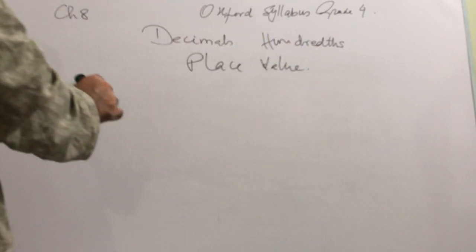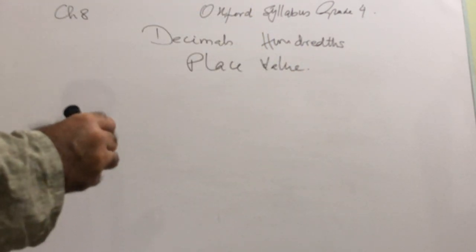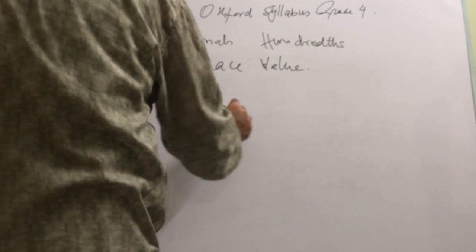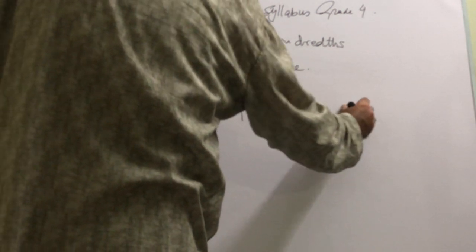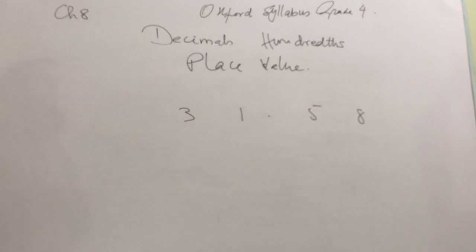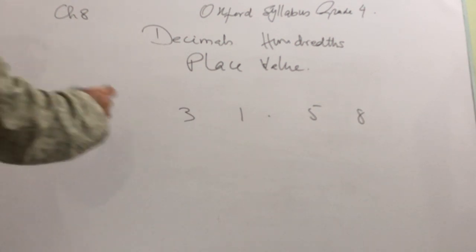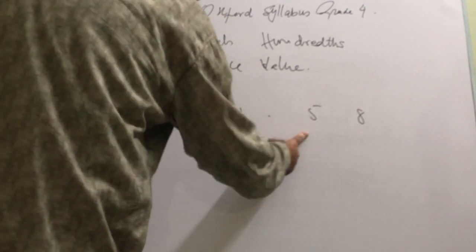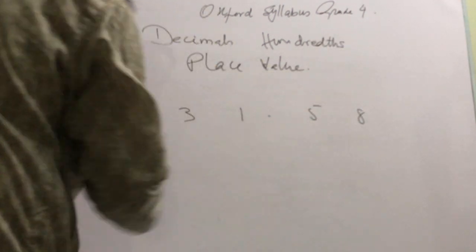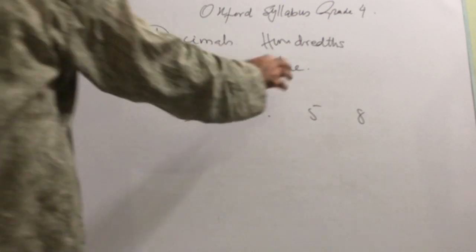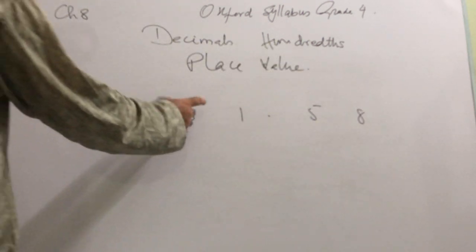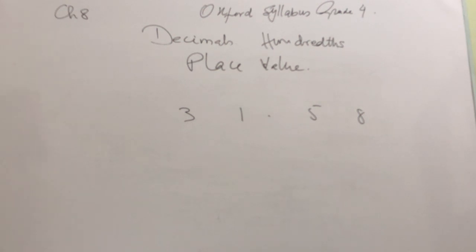Place value. We need to find it for 31.58. We need to find the place value of every digit. Remember, this is a digit, this is a digit, this is a digit, this is a digit. The whole is 31.58. This is a figure. The figure is 31.58. 3 is not a figure. Okay. Now we need to find the place value of all the digits.